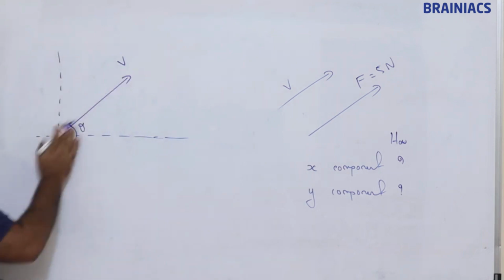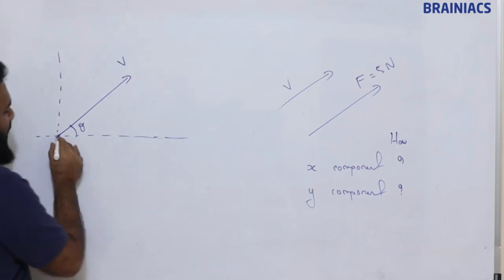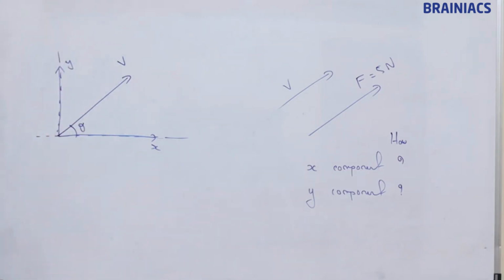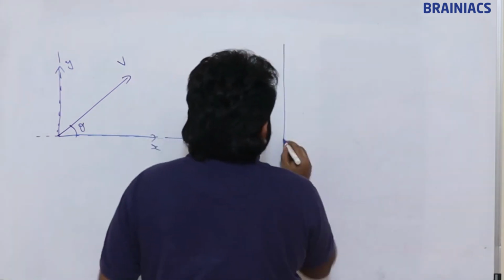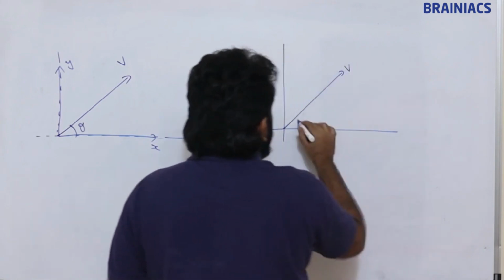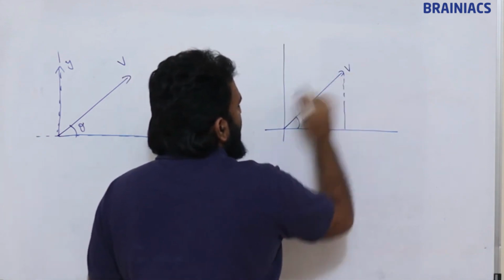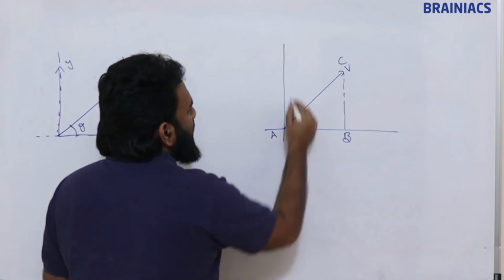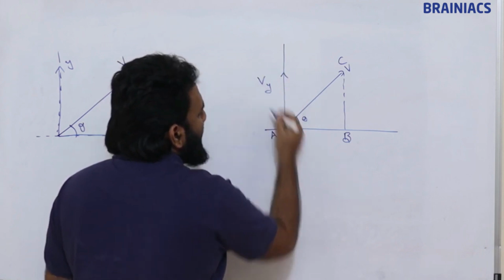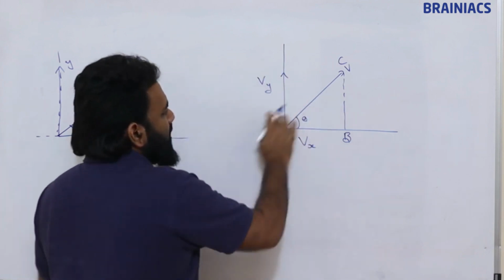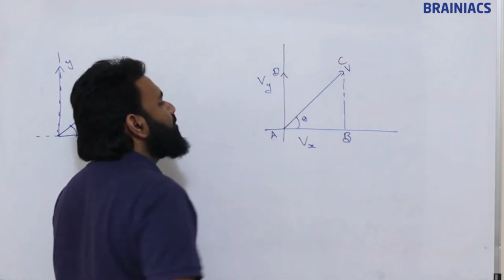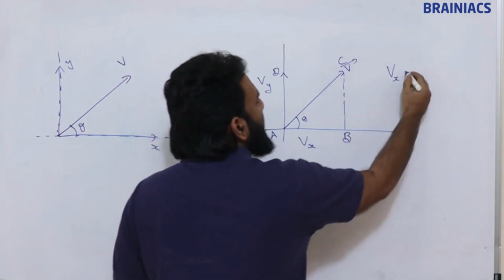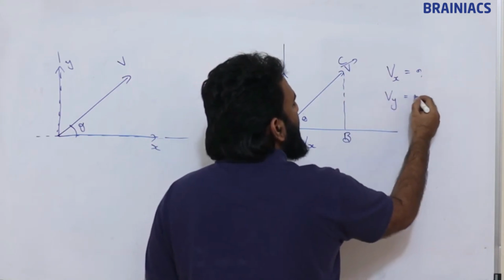Now this vector v, which is acting at an angle theta, will have its x component and its y component. Now how to find this x component and y component? Same vector, suppose this is v at an angle theta. Now we will make a triangle. Suppose this is A, this is B, this is C. This is Vy, this is Vx. A, B, C, I am just marking this as D. Now what we need to find is, what is the component of vector V in X direction? What is the component of vector V in Y direction?